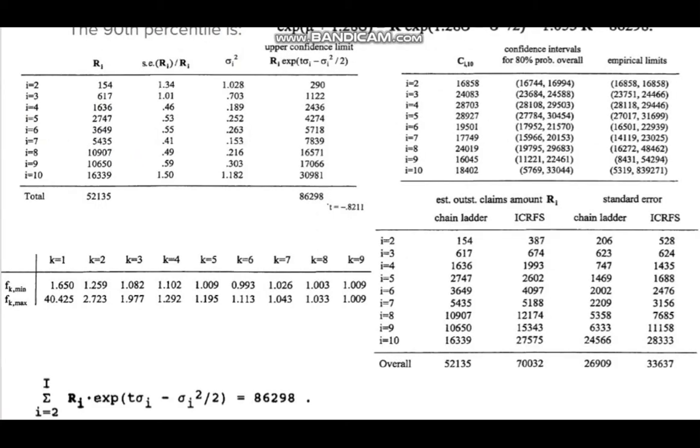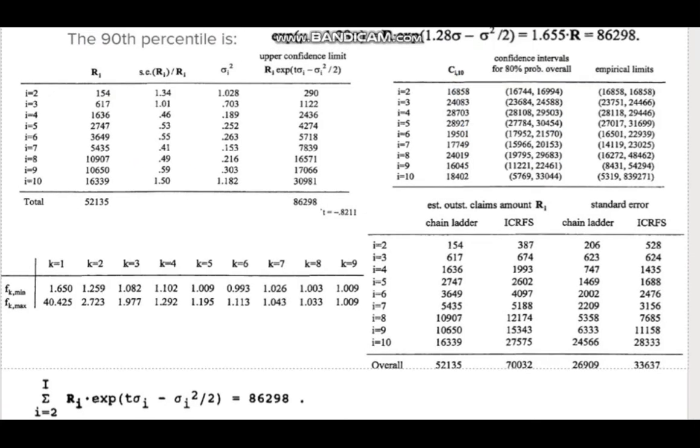Using the methods in Chapter 4, we find the upper 90th percentile bound for the confidence interval is 86,298. We then use the equation derived from Chapter 4, and we find that t is equal to 1.13. So this is the t we need for all of our upper confidence limit reserves to be equal to 86,298. So using that t, we can calculate the individual upper confidence limits for our reserves. We calculate the lower confidence limits in a similar way, and that finally gives us our confidence interval for our reserves.